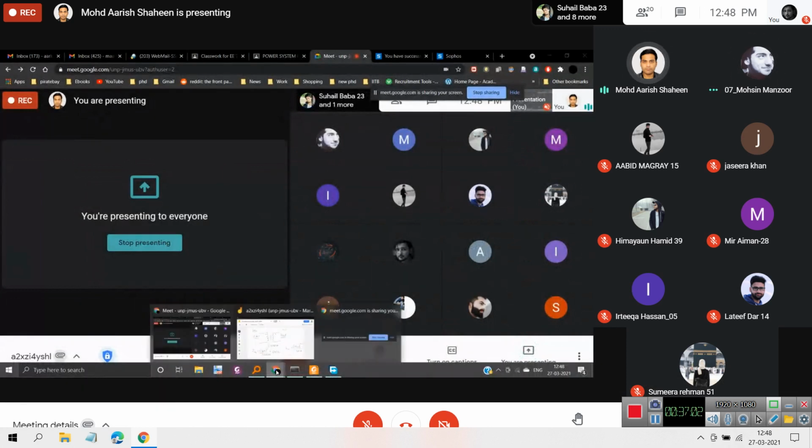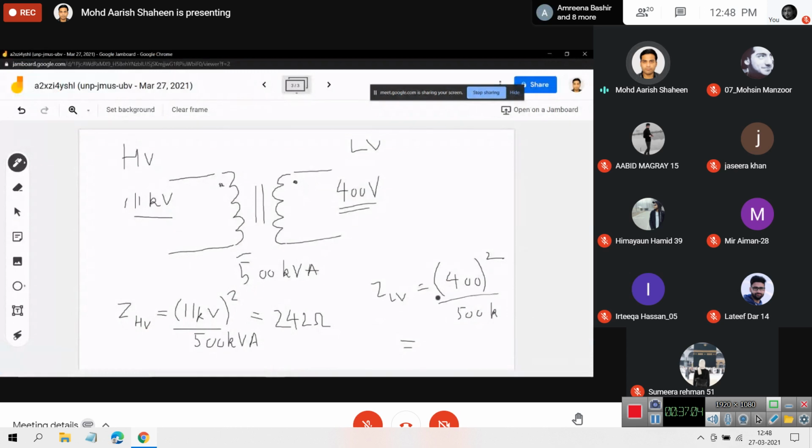Okay. So let us continue from where we had left. Please tell me the value of the low voltage impedance. 3.2 ohms. This should be so, because if you have high voltage, you can obviously supply a larger value of impedance and therefore the base value of impedance is larger. Here the base value of impedance is substantially lower.